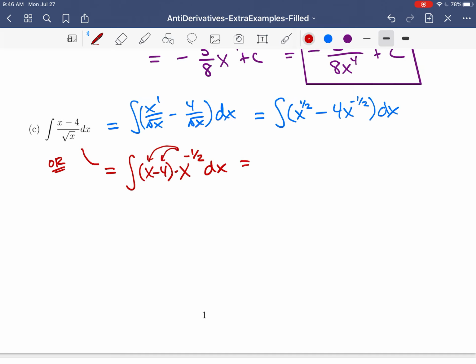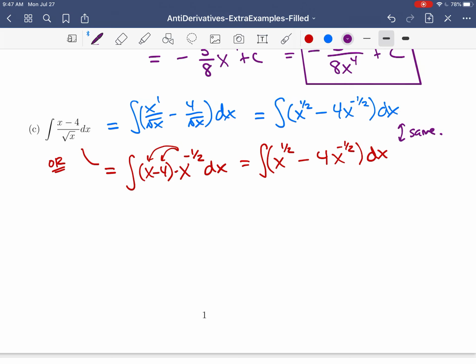So then we're going to get x to the 1 times x to the negative 1/2. That's actually x to the positive 1/2 when I add those exponents. And then I have minus 4x to the minus 1/2. Now notice that these are the same. So whichever way you do it doesn't matter. They're doing the same thing. Some people prefer the fraction. Some people prefer to bring it up to the negative exponent and then expand. Either way, they both work.